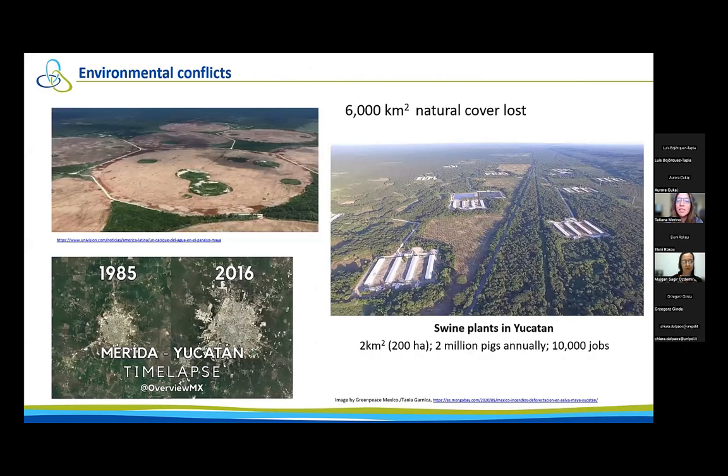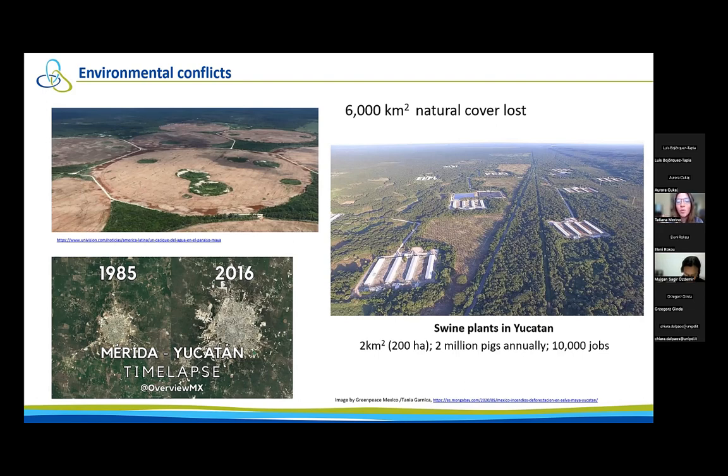However, in the last 3 decades, 6,000 square kilometers of natural cover have been lost, mostly in the eastern and northwestern regions of Yucatan. Although we know that the transformation of ecosystems is a complex process, in this case, it can be mostly attributed to agricultural zones, urban sprawl, and swine plants. This has caused, unfortunately, the deterioration of environmental services and the increase of vulnerability to threats derived from climate change.